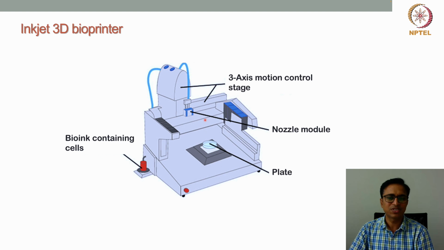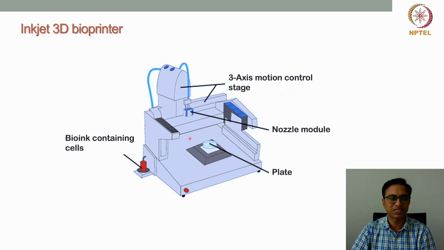First we will see what the different components of this inkjet 3D bioprinter are. If you see here, we have this printhead, right? This printhead is where the nozzle modules, or the different nozzles, are lined up. This printhead is attached to the 3-axis motion control stage. So that is the printing stage, where it can move in all x, y, and z directions, right? So it can go to any x, y coordinates, and it can print the droplets.